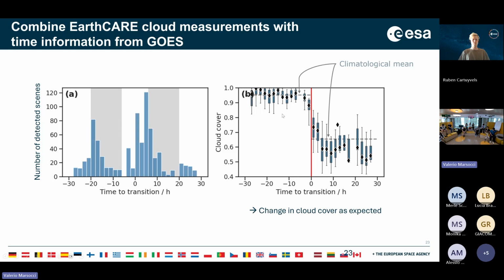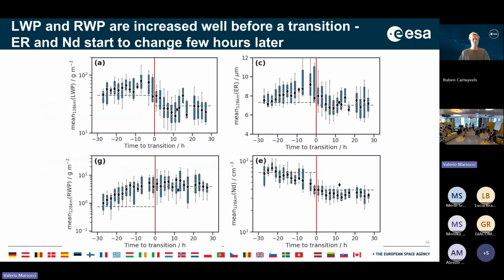This shows that the cloud cover does as we would expect. While the clouds are still closed cells, the cloud cover is really high, at values around 1. Then as soon as they transition to open cells, it drops really fast and is then at much lower values, maybe 0.6, 0.7. Now let's check some more values.